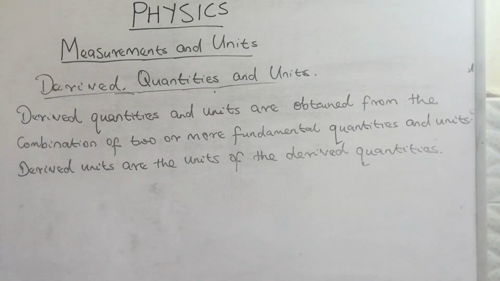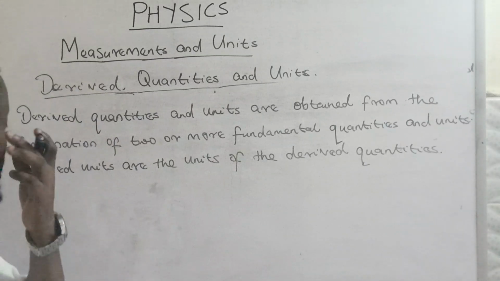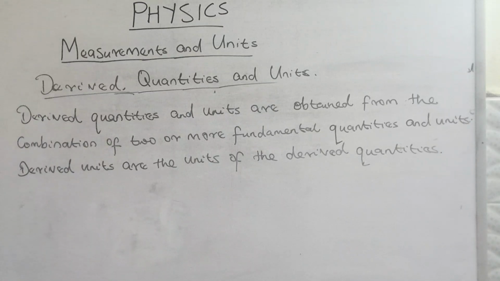Derived quantities and units are obtained from the combination of two or more fundamental quantities and units. So the derived units are the units of the derived quantities. So just as we have the fundamental quantities, unit and unit abbreviation, so we also have the derived quantity, their derivation, as well as the units. So let us look at some derived quantities, their derivation, as well as the units.